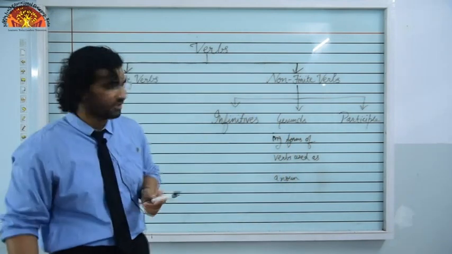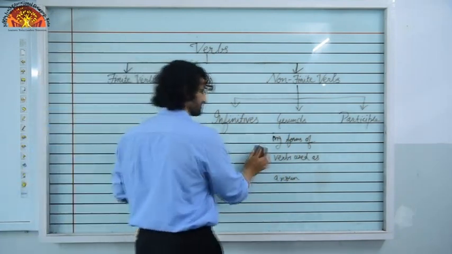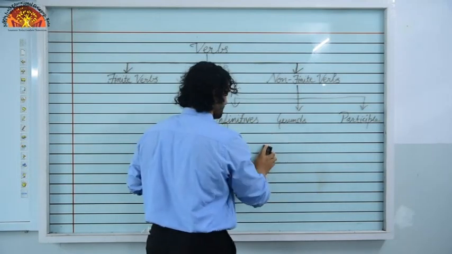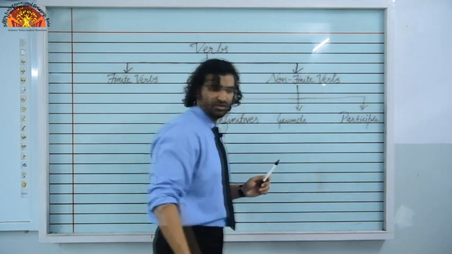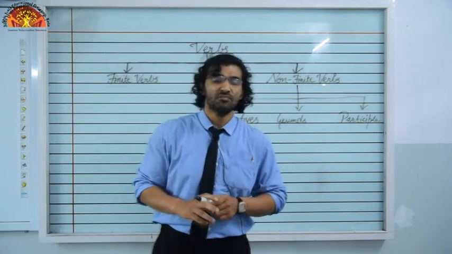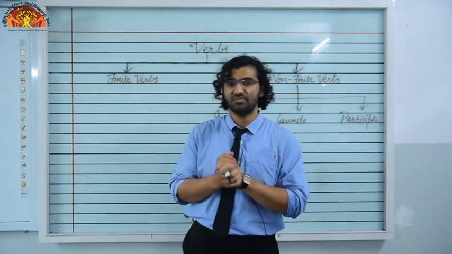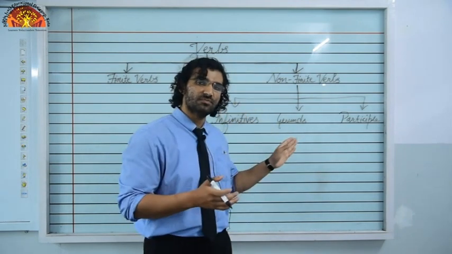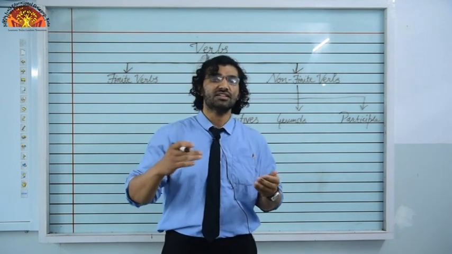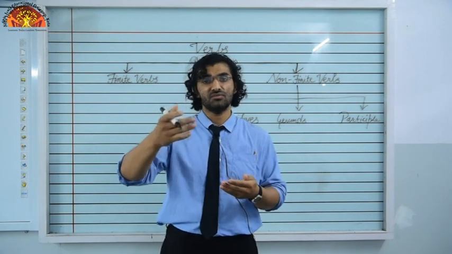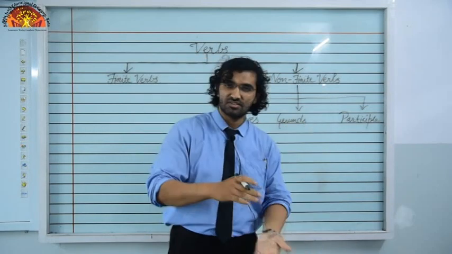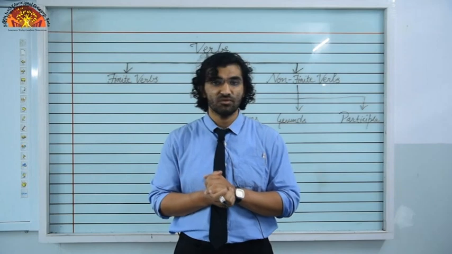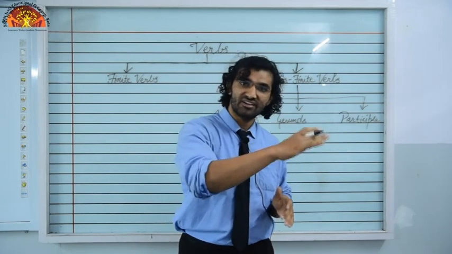We will now talk about participles. We have three kinds of participles. I think you already know about them. Present participle, past participle, and perfect participle. All right. When these participles are used as an adjective, that's when we call them participles. For example, broken window, flying car.